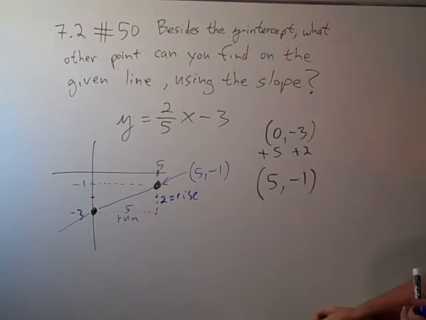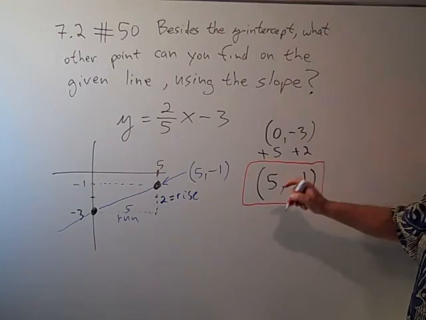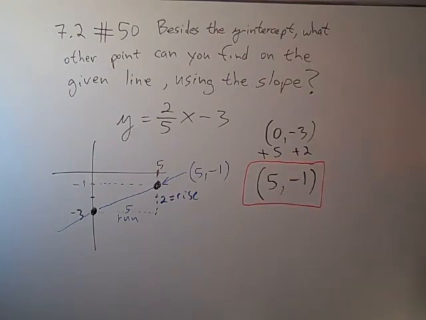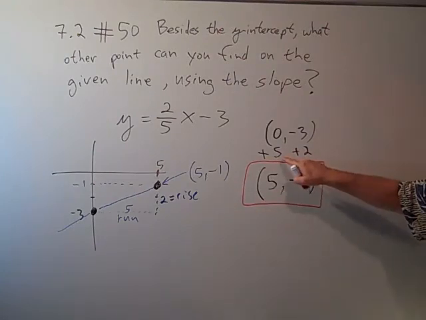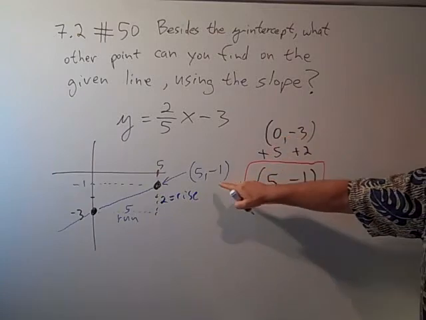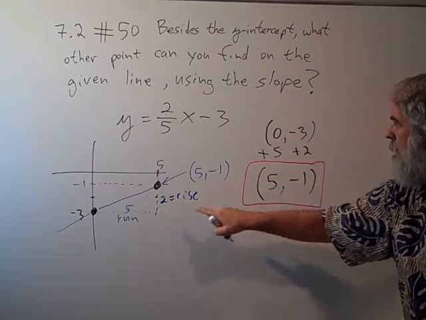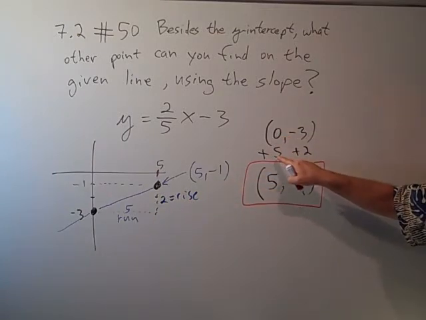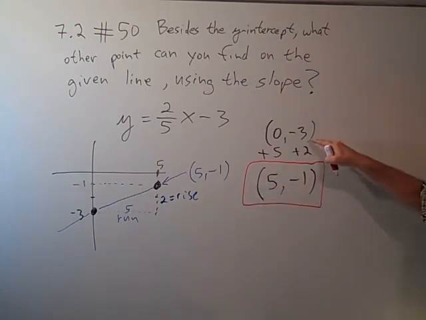There's the same point. So we didn't have to actually graph the line to get that second point. We could just add the run to the x coordinate and add the rise to the y coordinate.